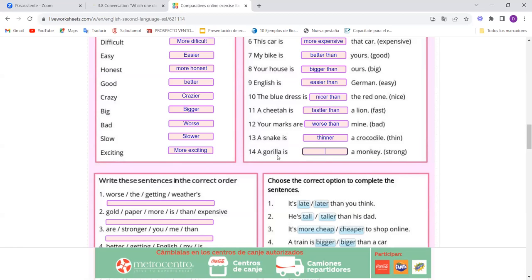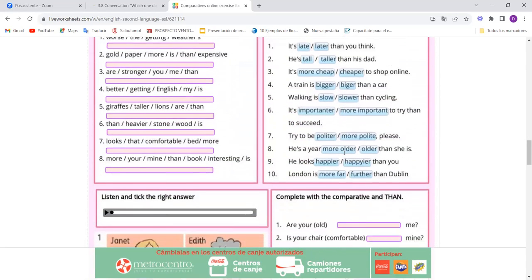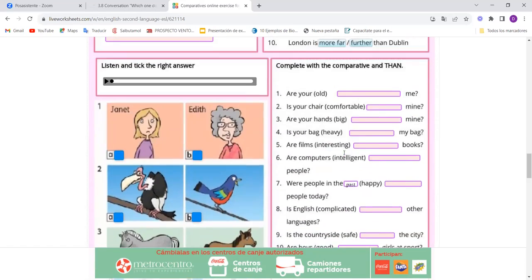Y la última sería gorilla is. Sería thinner than. Thinner than, sí. A gorilla is strong. Stronger sería. Than. Esta vez me falta bastante.